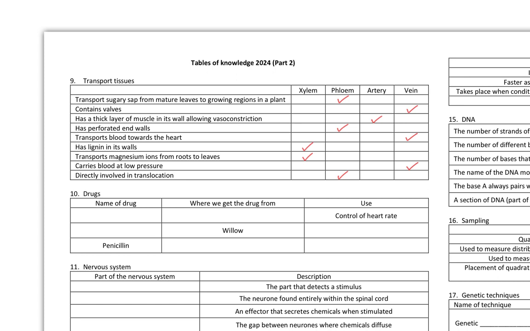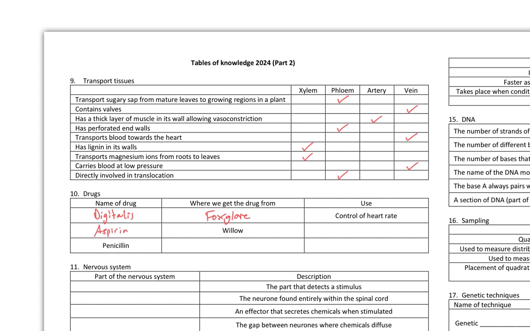Name a drug. Yeah, control of heart rate. Well, this is digitalis. Digitalis. Where do we get it from? It's the foxglove. This is just learning facts for facts' sake, I think, really. It's not the most interesting bit of biology.